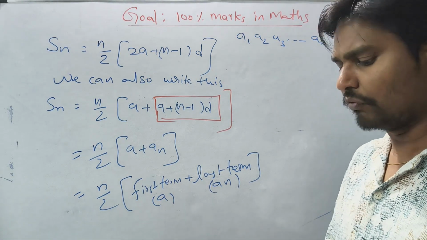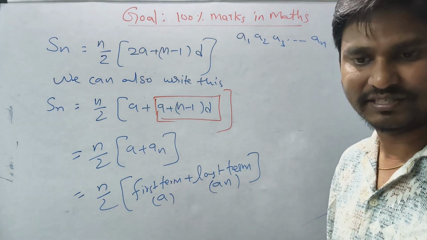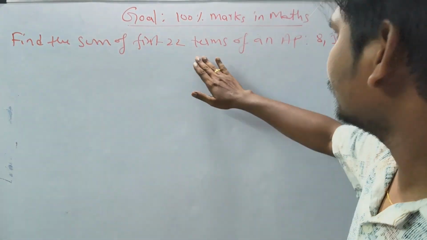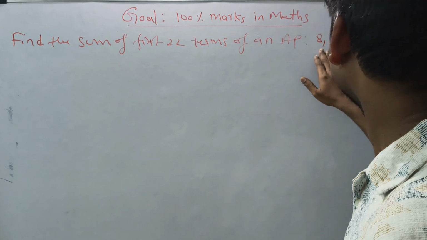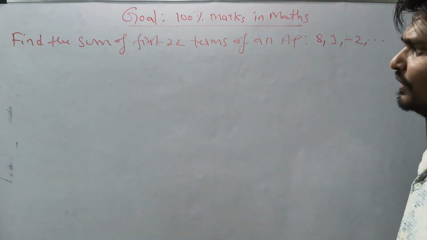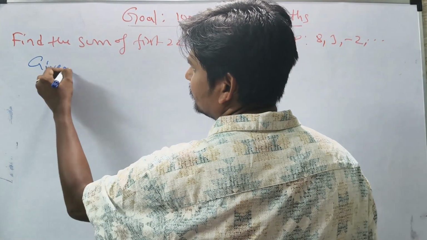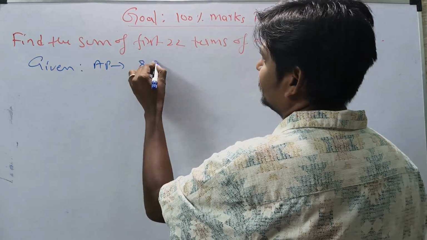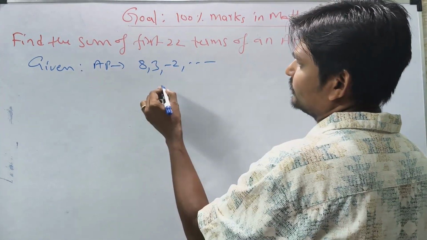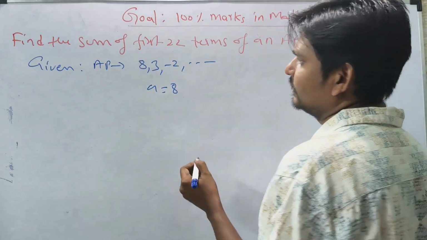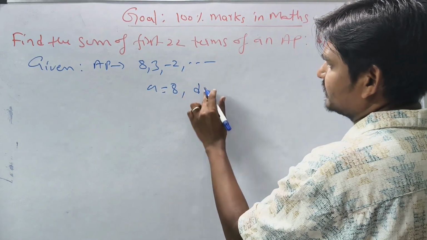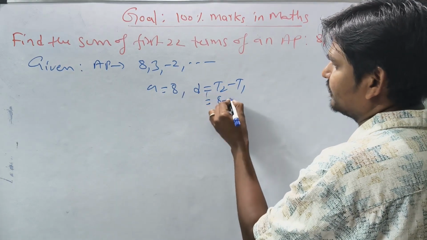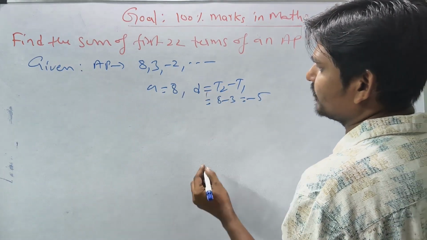Clear? Okay. Now we'll move to do some questions on this. Now we'll do the first question. Find the sum of the first 22 terms of an AP 8, 3, minus 2 and so on. Given AP is 8, 3, minus 2 and so on. From this, a is the first term, 8. Now d is t2 minus t1, that is 3 minus 8, you will get minus 5. d is equal to minus 5.